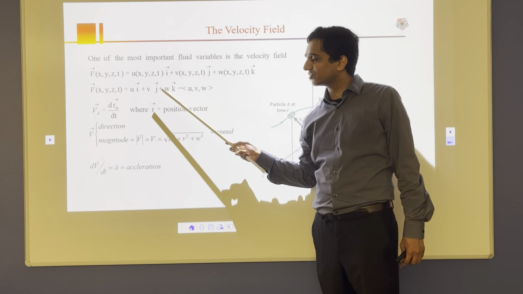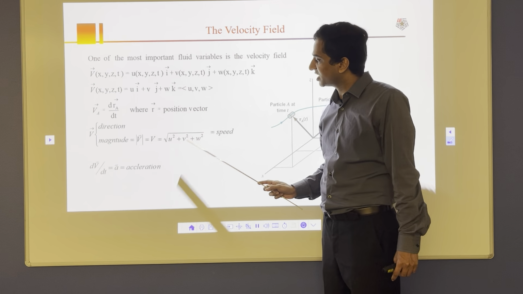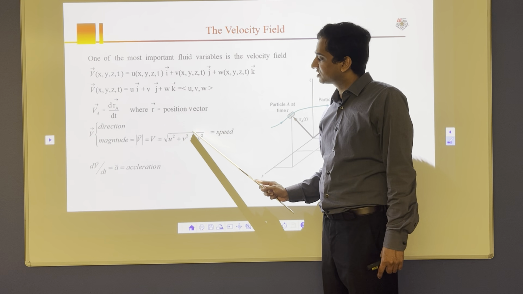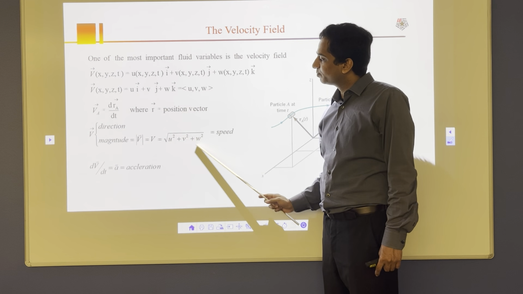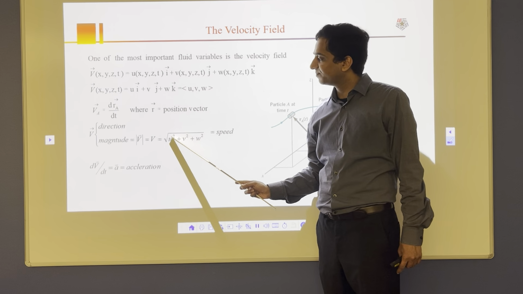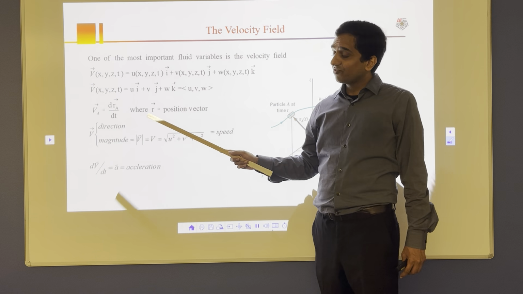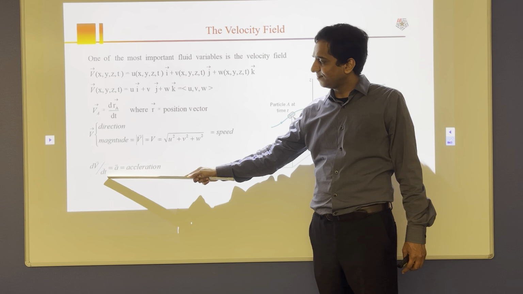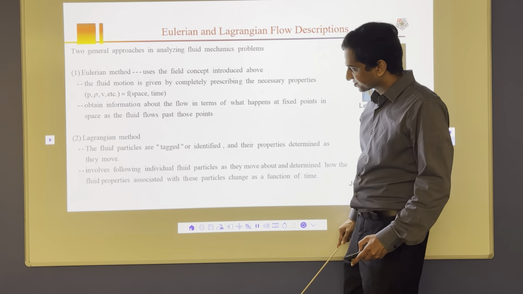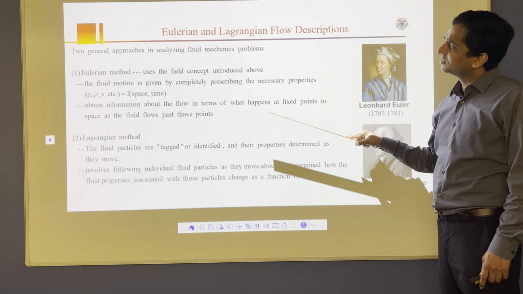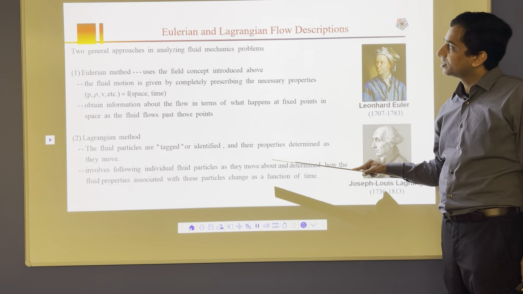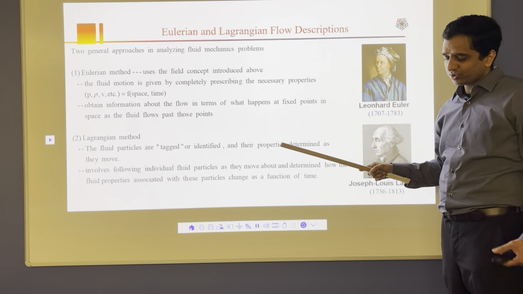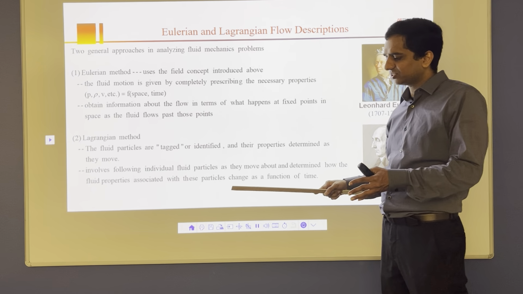If I want to know the magnitude of the velocity, I use the equation square root of u squared plus v squared plus w squared, and that will get me the speed, or the magnitude of that velocity at that point. If I want to know acceleration, I'm going to simply differentiate this equation with respect to time, and then I'll get acceleration. So there are two methods, Eulerian method and Lagrangian method, to find out velocities or accelerations of the fluid.